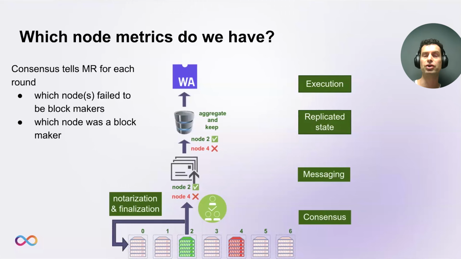So it just gets recorded that node 2 did it the way it's supposed to, and node 4 failed to do it. And yes, this is pretty much it. That was the only change. All this information was already present in the consensus layer, but was not available elsewhere in the protocol or elsewhere in the stack. Next slide, please.